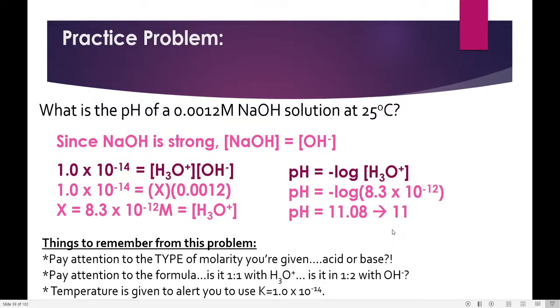Is this the only way to solve the problem? No. We could have done it the other way. Is this making sense?